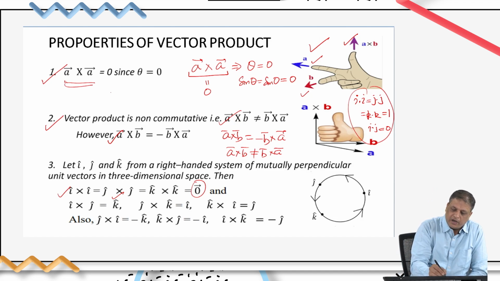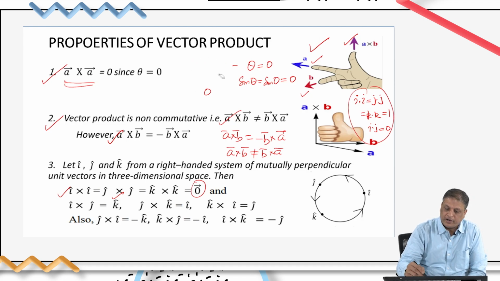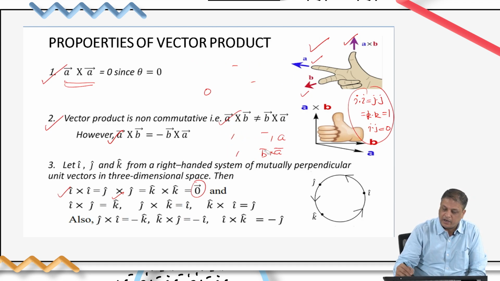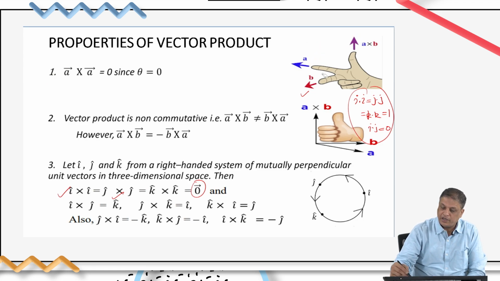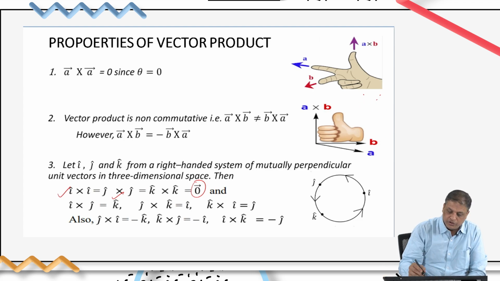So, if we take the cross product of a unit vector with the same unit vector, then the angle between the two is 0, as a result of which sin 0 is 0. Hence, I cross I, J cross J, K cross K all will turn out to be 0. This is the first important property, but I cross J, J cross K, K cross I will be the remaining. I cross J will turn out to be K, J cross K will turn out to be I, and K cross I will turn out to be J.